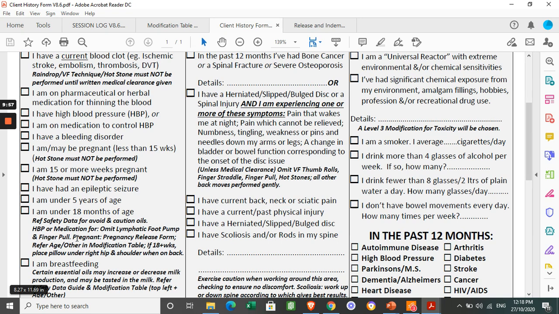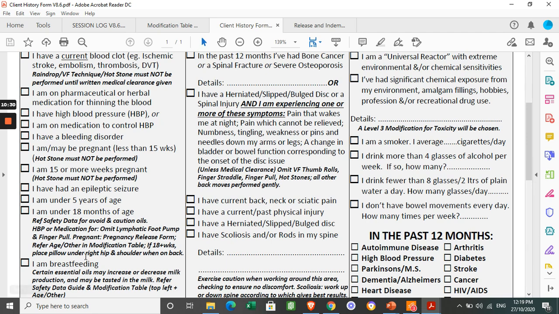When we are looking at pregnancy, someone has ticked pregnancy, we would look at a pregnancy release form, and we would also look at refer age other in modification table. If 18 plus weeks, place pillow under right hip and shoulder when on the back. So there's some modifications there because we can perform raindrop or Vitaflex on a pregnant person. So there are situations where this form is, you're okay to continue on.